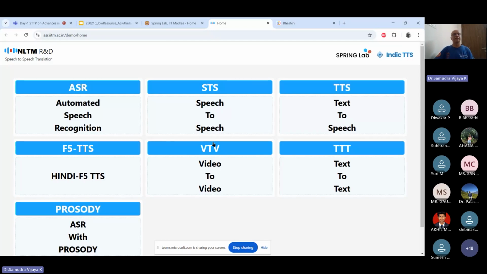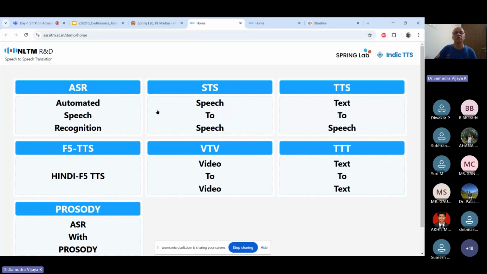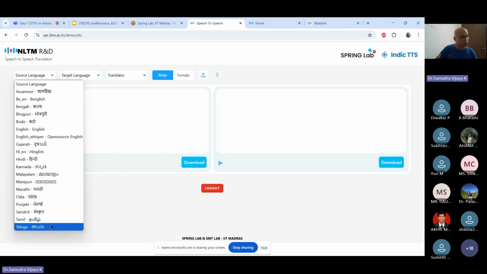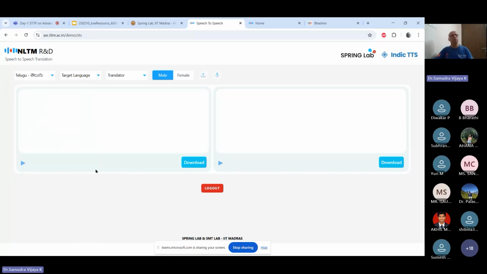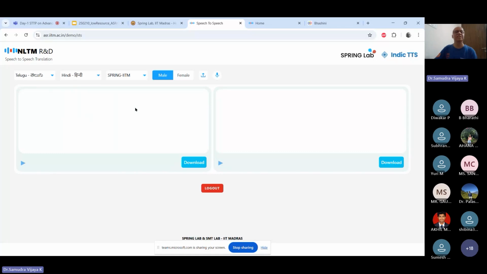So let's look at that. These demos are available. Let me go to the demo. Let me go to the speech to speech demo. For example, I will use the source language as Telugu. I don't know Telugu, but I'm in a land where Telugu is spoken. Let me choose the target language as Hindi. I assume that Hindi is understood by almost everyone.